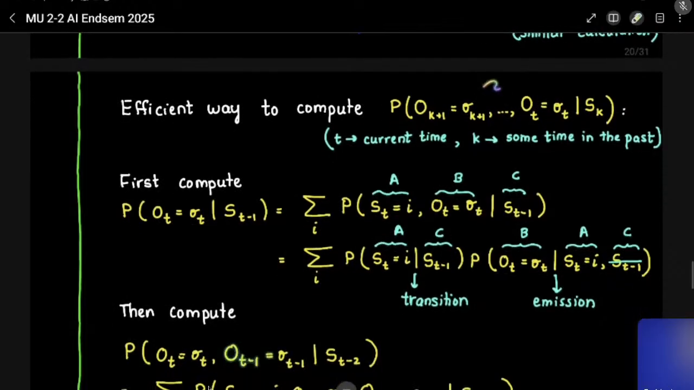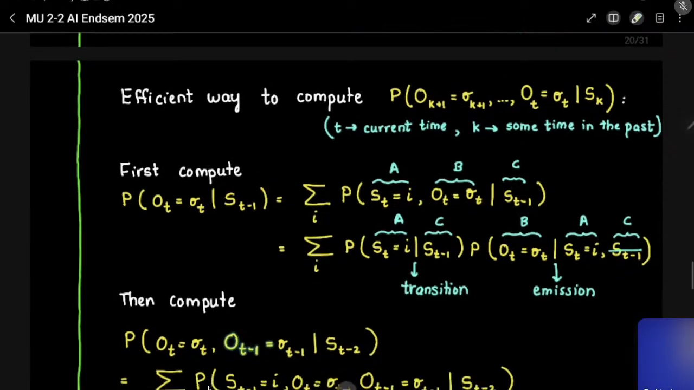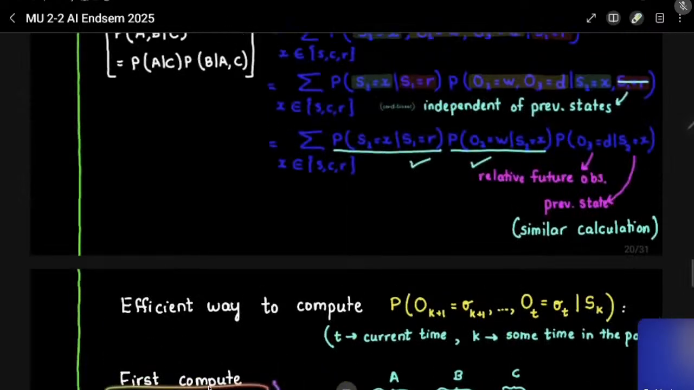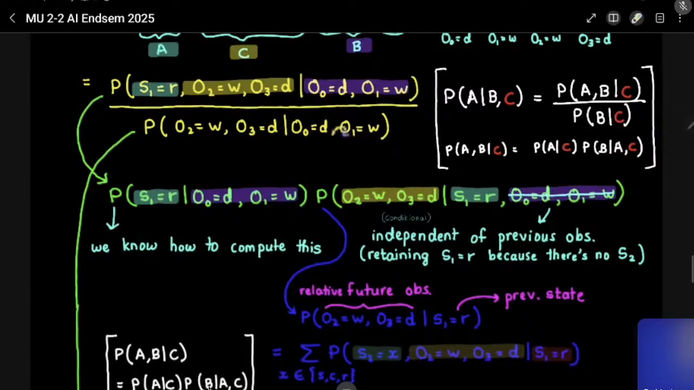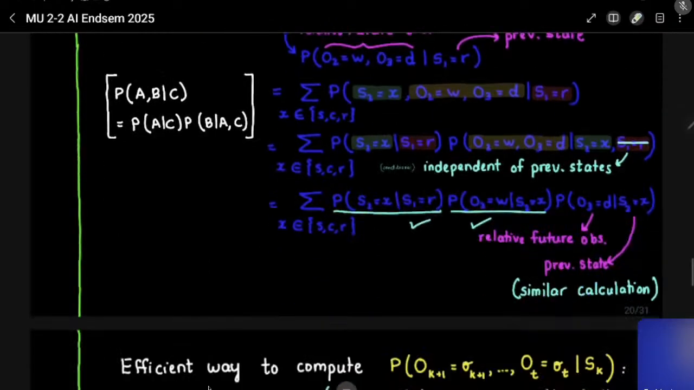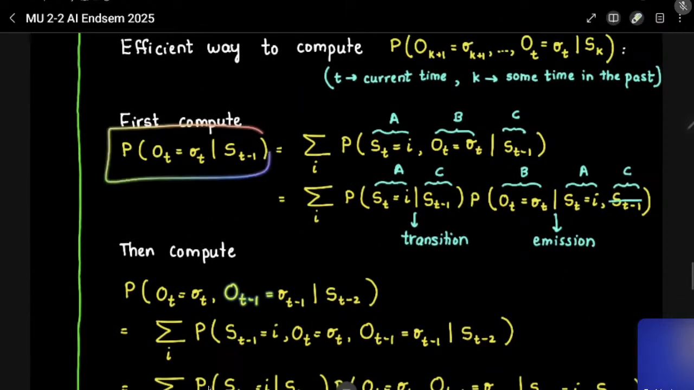So what you're supposed to do is, first you compute the probability of the observation at time t. So time t is the current time. In this case, t is 3. Find the probability of the observation at time t given the previous state, t minus 1.